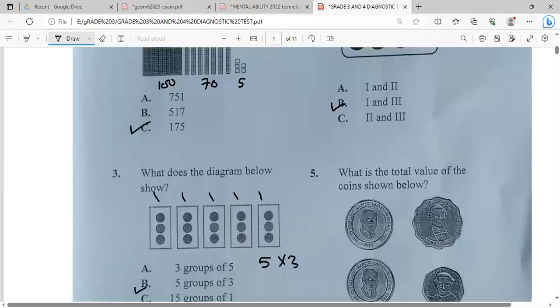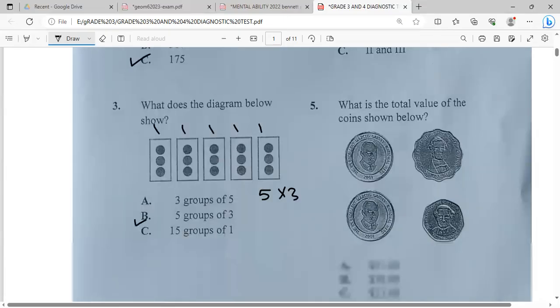What is the total value of the coins shown below? All right, so this is a $10. This is a 20, this is a 20, and this is $1. So that will be 20 and 20, 40, and 10, 50, plus 1, $51.